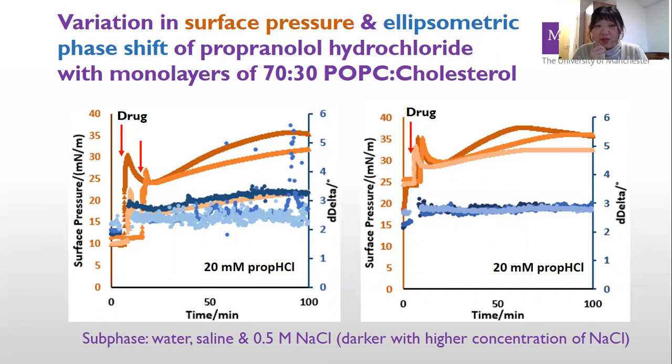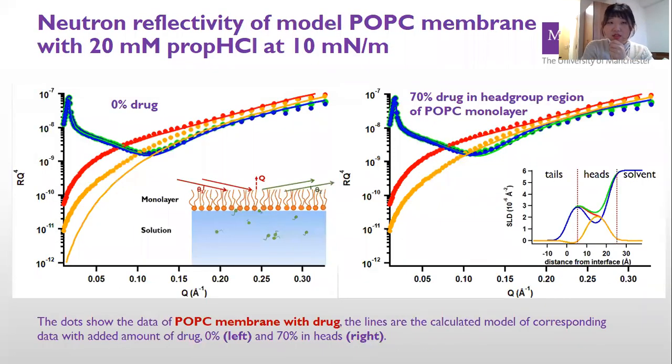Besides, the ellipsometric phase shift reflects the inhomogeneities in the film, which is related to the formation of lipid domains. And because the fluctuations are much stronger at lower surface pressure, it might suggest that the drug has a preference for lipids when interacting with the lipid monolayer. And to better understand the interaction and the location of the drug in the monolayer, we applied neutron reflectivity experiments.